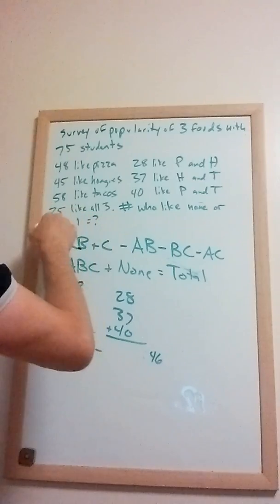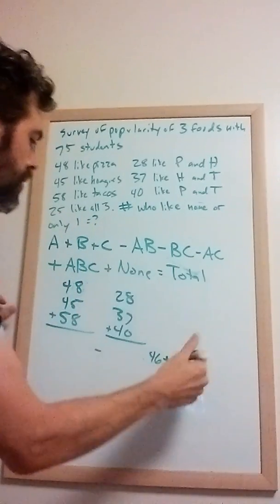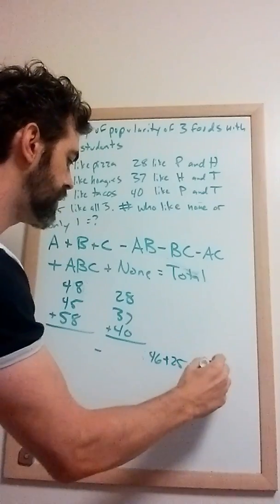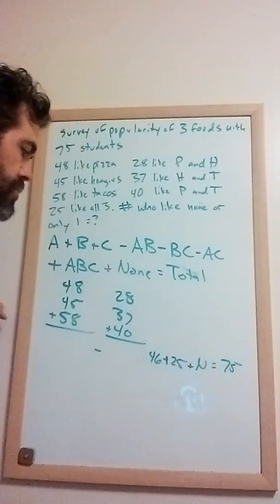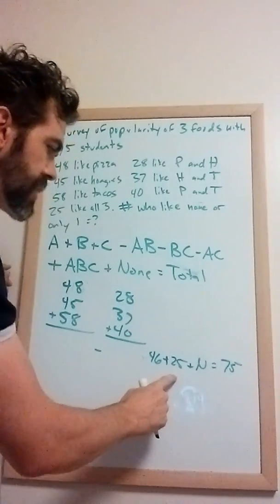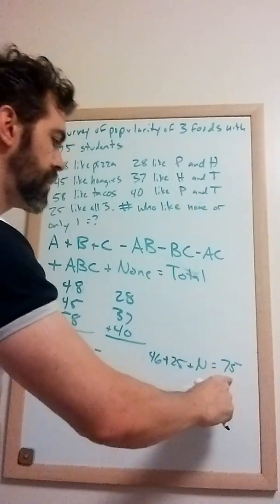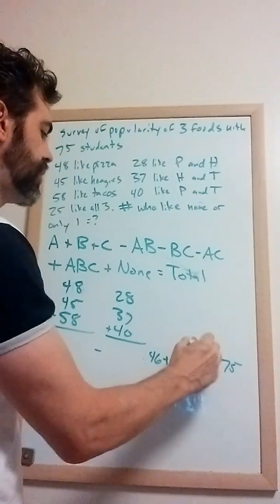That's easy. That's 25. So 46 plus 25 plus none, and I don't know what that is, so I'm going to say plus n equals the total. Total is 75. So now I've got a simple algebra equation, and I can just sort this out. So, 46 plus 25 gets me 71. 71 from 75. This tells me that the people who like none is 4.